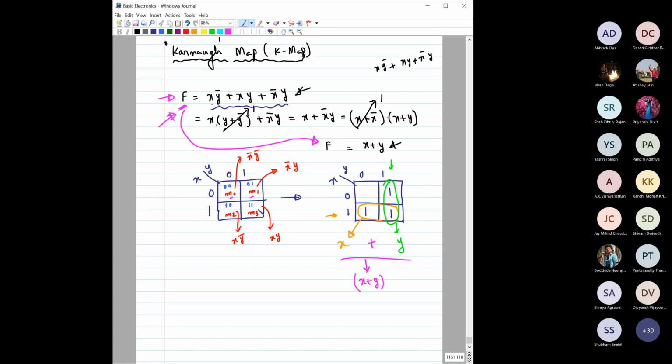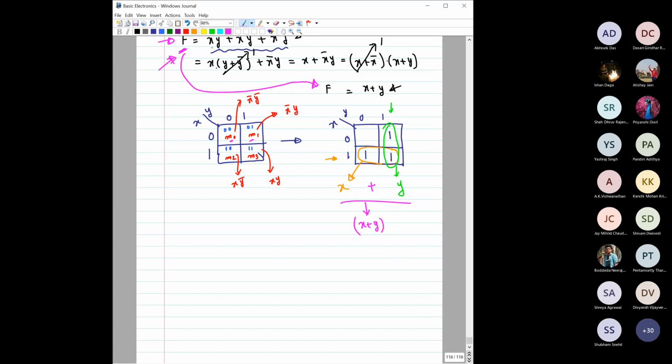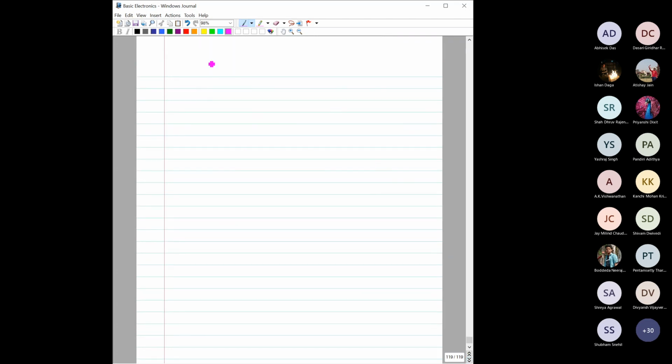So is this part clear? The basic part. Then we will take the 3 variable Karnaugh map, and we'll do a couple more examples. Is this 2 variable map clear to you? Yes, sir. Okay, then let us go for the 3 variable Karnaugh map.